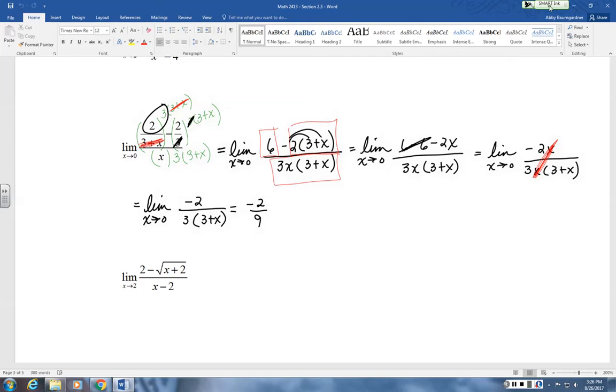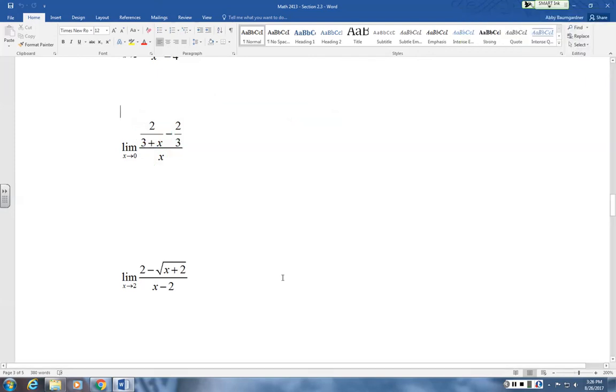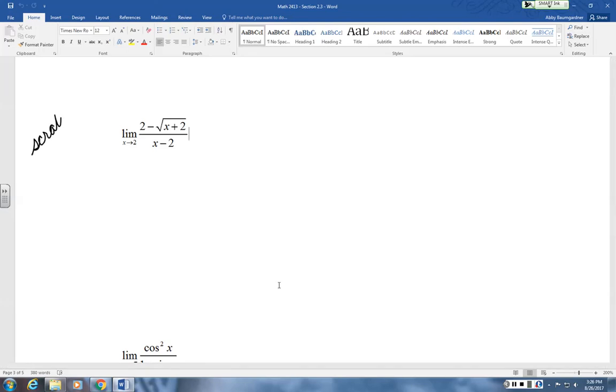Okay. The next one. If I do some scratch work, I get 2 minus 2, well, I get 0 divided by 0 again. So, okay, again with this indeterminate form that just makes me say, I'm not sure.